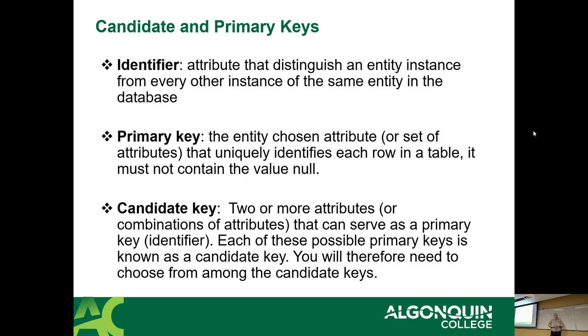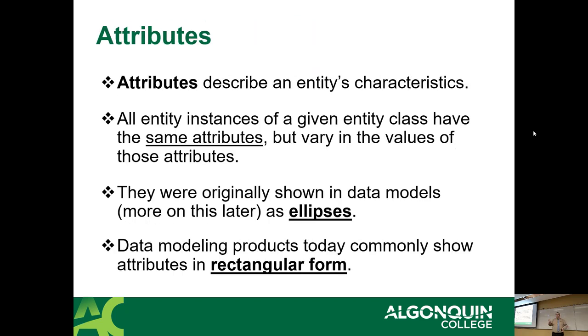Okay, so attributes. So far we understand the concept of an entity, entity type, entity class, and the difference between an entity and an instance. The attributes describe the entity. These will become columns in a physical table later. So when we're talking about the actual structure of the database physically at the end, it becomes the columns. They describe the different characteristics.